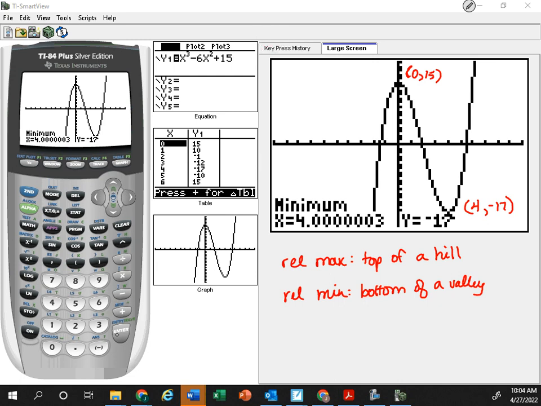And again, guys, this is not a calculator test. There's not going to be a section where you have to be able to calculate the max and min with your graphing calculator. It's just a quick review of how that works.